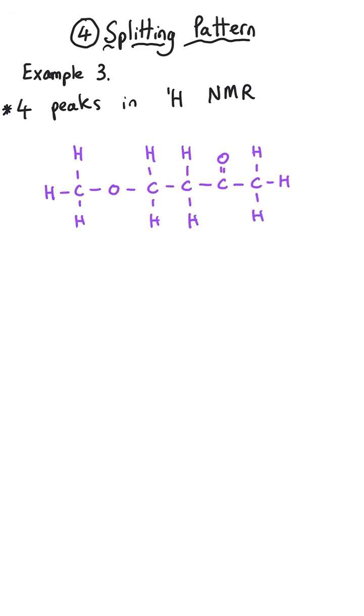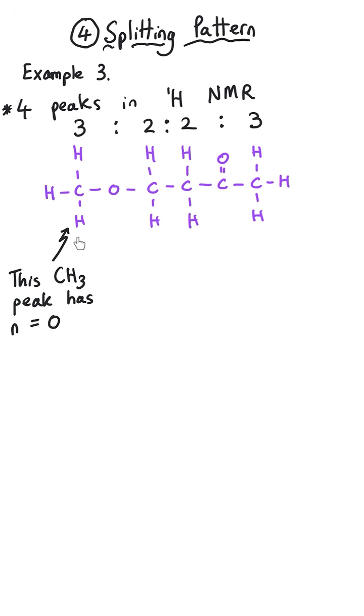And these will be present in a ratio of 3 to 2 to 2 to 3 because of the number of hydrogen atoms in each environment. When we look at the splitting pattern, the CH3 on the left is next to an oxygen, and so that won't split, and so that will be a singlet.